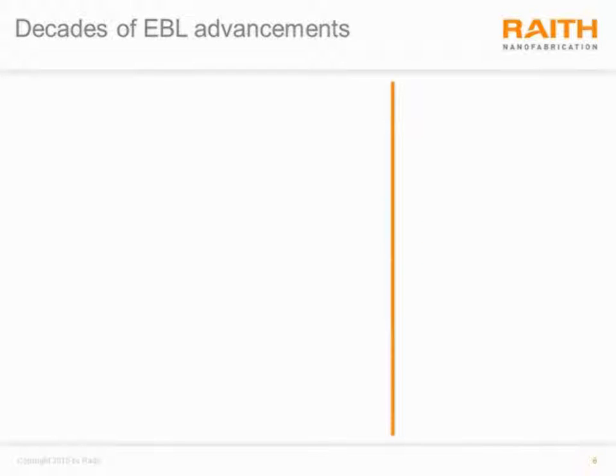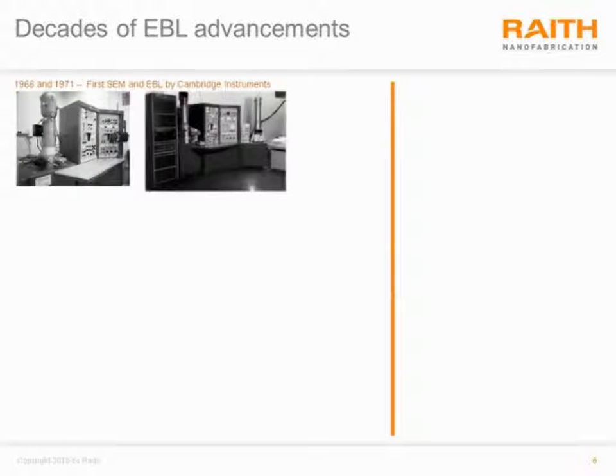Since Richard Feynman's challenge, there have been decades of electron beam lithography advancements. In fact, Raith is a world leader for electron beam lithography systems, basically reversing the lenses of the electron microscope in order to enable breakthroughs in nanoscale science and engineering. So in Raith's own history, we have decades of advancements in technology for electron beam lithography.